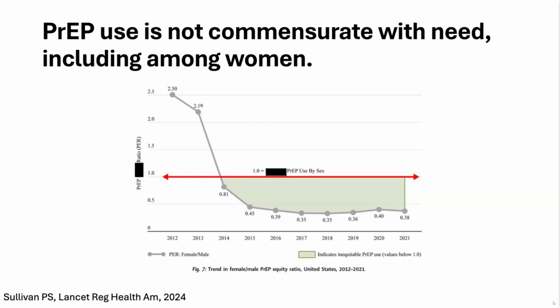If this ratio is 1, it means that in both populations, those who need PrEP are on it at the same rate. But we know that this ratio is less than 1 when comparing women to men, which means that as a society, we're not as good at providing PrEP to women who could benefit as we are to men who could benefit. Now, there are other groups in which PrEP is used as not commensurate with need as well, including people who inject drugs. But this difference in women and men is especially stark.